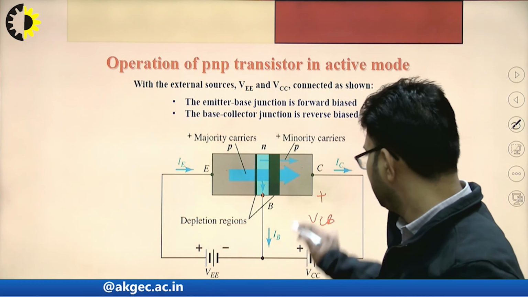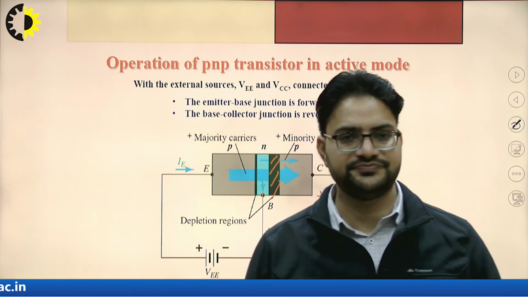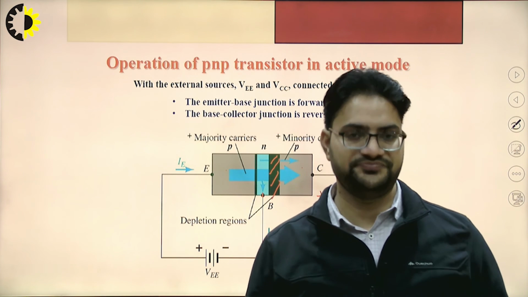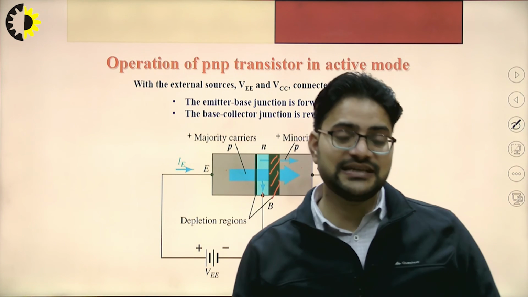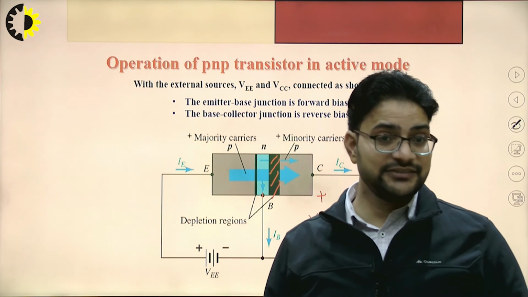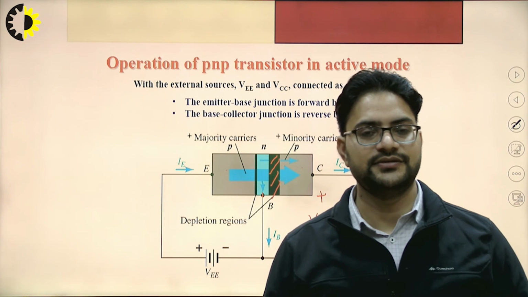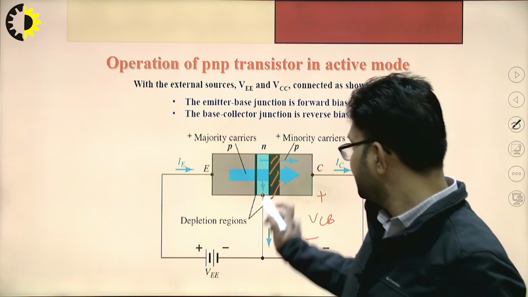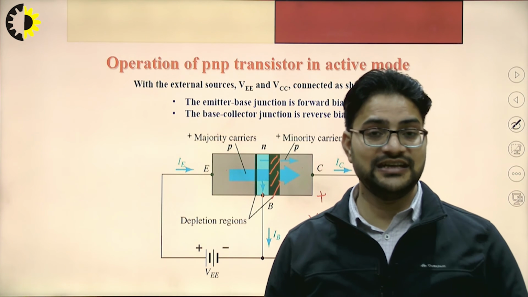such that the reverse biasing voltage VCB is increased more, then as the base side is lightly doped compared to the collector side, the depletion width will penetrate more towards the base side. So what will be the effect? The effective base width will be less, and less recombination will be there.